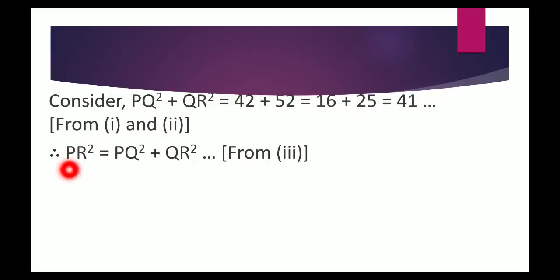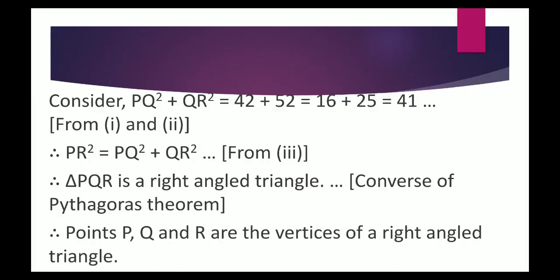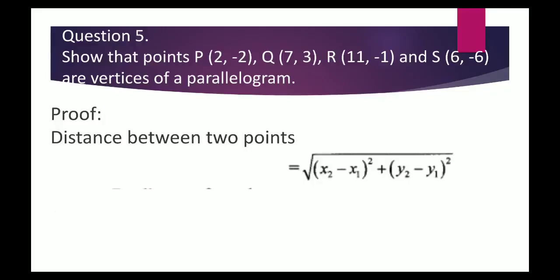We can say that from statement number 1 and 2, PR square is equal to PQ square plus QR square. This is statement number 3. So by the converse of Pythagoras theorem, since this is the Pythagoras theorem and we are doing it conversely, we can state that triangle PQR is a right angled triangle, hence proved. Therefore the points P, Q, R are the vertices of a right angled triangle.